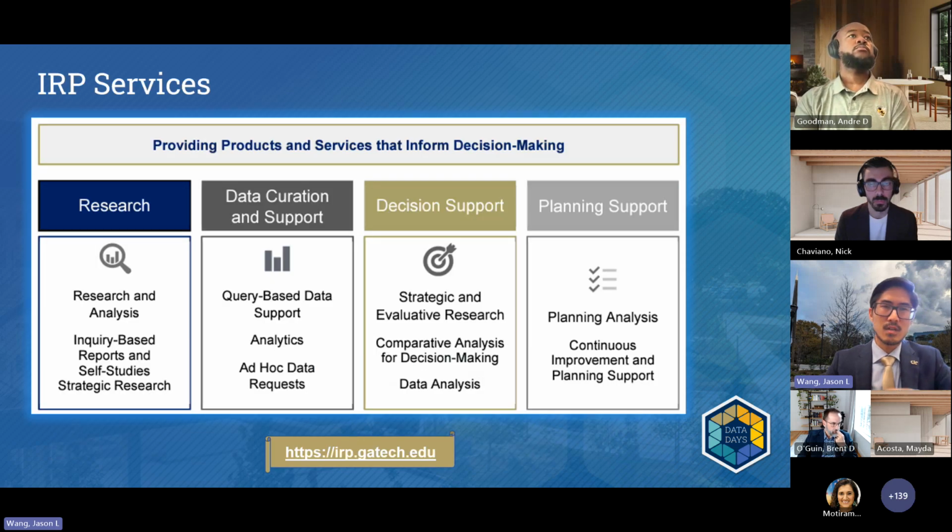Our services cover a number of major buckets. While we do provide certain data products, we also provide services like conducting research. We definitely curate data. If you send a request to us, we'll collect data from the GT systems, pull it all together, and package it nicely for you. We help with decision support across campus, whether it has to do with enrollment management, budgeting, or grant proposals. And then, of course, planning support.